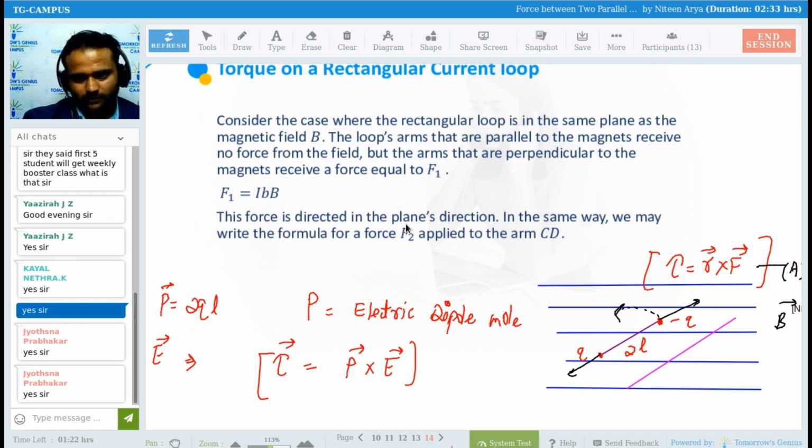And we already know this thing: this is your uniform magnetic field B, and we know that a current-carrying wire or current-carrying conductor behaves as a magnet, a temporary magnet. Until current flows, it is not treated as a magnet. Here the magnetic field is going into the plane of the paper, and here it is coming out. Clear? So this behaves as a north pole, and this behaves as a south pole.